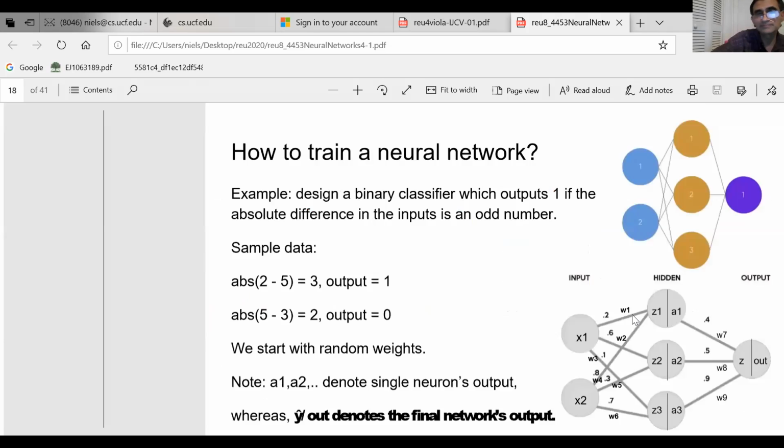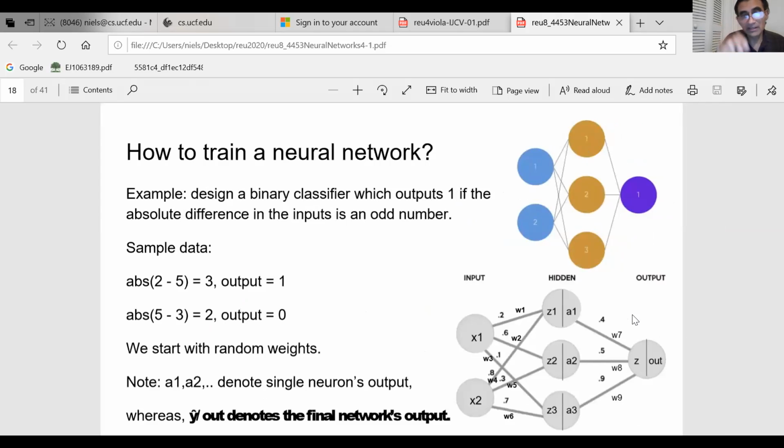So now I'm going to take you through the concrete example they want to work on, which says: design a binary classifier which outputs 1 if the absolute difference between the inputs is an odd number. So if you started out with a 2 and a 5 as your inputs, then you know that the difference between them is a 3, which is an odd number. So you want your final output to be a 1.